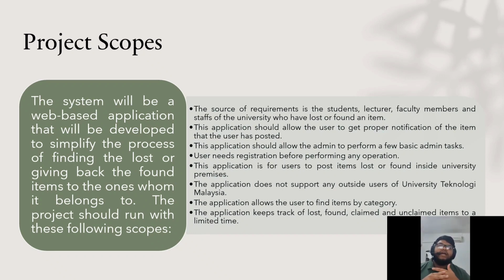The second is this application should allow the user to get proper notification of the item that the user has posted. And the third one, this application should allow the admin to perform a few basic admin tasks. And the fourth one is the user needs to register before performing any operation. And the fifth one is this application is for users who post items lost or found inside university premises. And the next one is this application does not support any outside users of University Technology Malaysia.